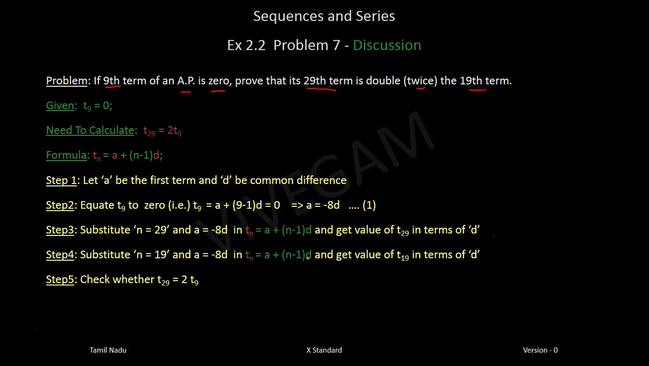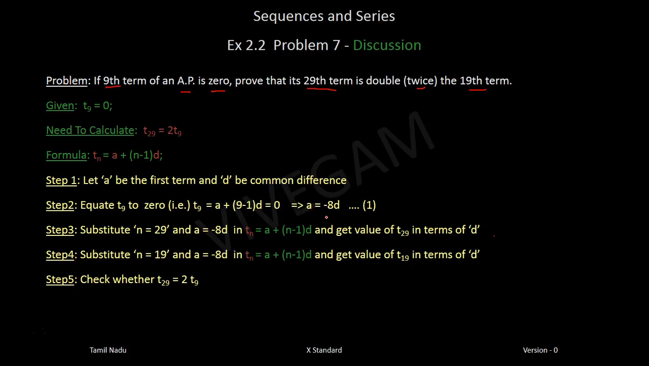Okay, so let me explain. This is a little complicated. Let me explain one more time. Let a be the first term, d be the common difference. Equate T9 to 0, which in our case is a plus 9 minus 1 into d, using this formula. So that becomes a plus 8d equal to 0, or a equal to minus 8d.